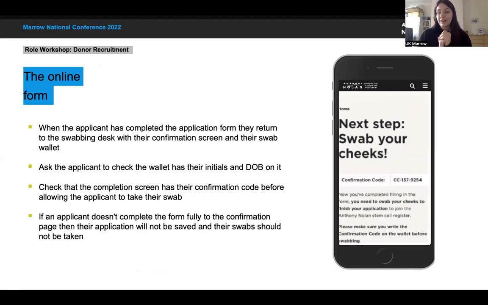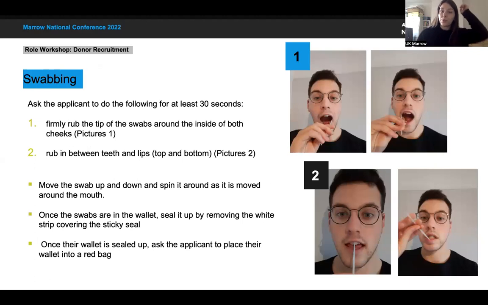If they say yes, fantastic. Get them to write this confirmation code from their phone screen onto the wallet. Ideally, you do that just under your date of birth and initials. Just get them to pop it wherever there's space. That's just an additional step for us to make sure application and swab definitely match. So once they've written their confirmation code on the wallet, they can close the screen. They should have also gotten an email with this information in it. That's really just to confirm they've definitely been added. But the next step would be to actually swab.